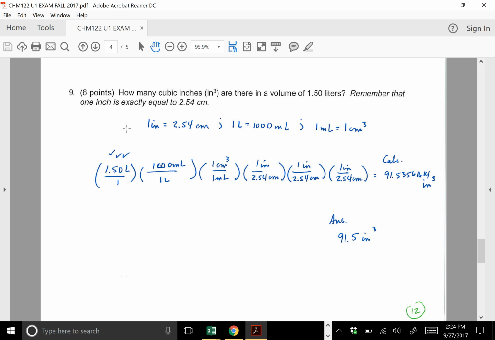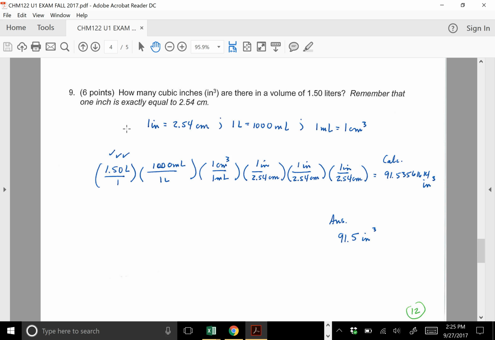So in this case, it says what is the volume of 1.50 liters in units of inches cubed? So I'm going to start with the 1.50 liters, and I want to get to inches cubed. And I know that if I can get from liters to milliliters, I have this kind of thing going for me. 1 milliliter is equal to 1 centimeter cubed. So that's my first term to get to milliliters. Liters cancel, I'm left with milliliters. Now to get to inches cubed, I go from milliliters to centimeters cubed.